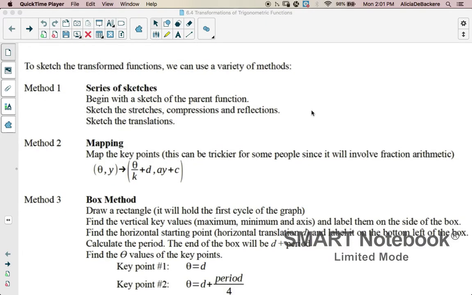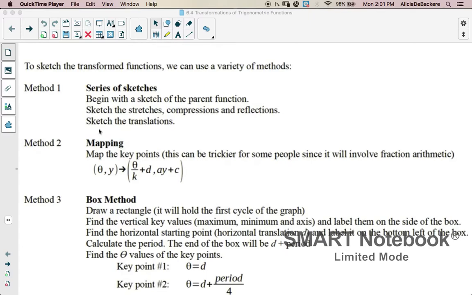So we've got a few methods, and I'm going to add a third method for transforming trig functions. Method 1, that you guys have seen before, is doing a series of sketches. You begin with a sketch of your known parent function, using the key points that you know. You're going to sketch the stretches, the compressions, and the reflections second. And then your third version is going to be sketching the translations. So that's what I require to see.